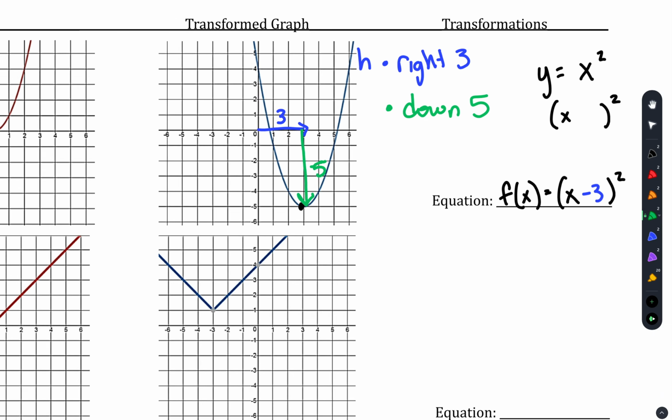And then I can kind of squeeze this in. I'm going to put a minus 5 on the end for my k value. That's it. Any questions on that?